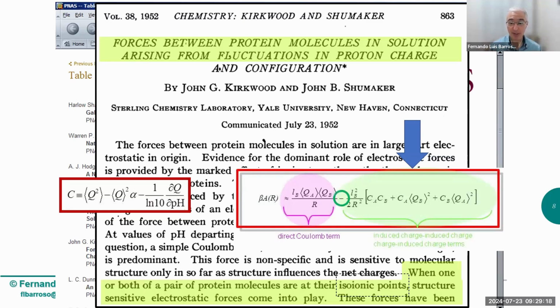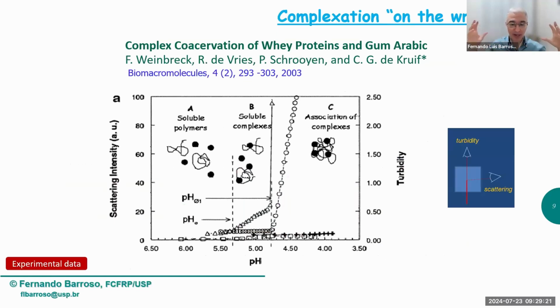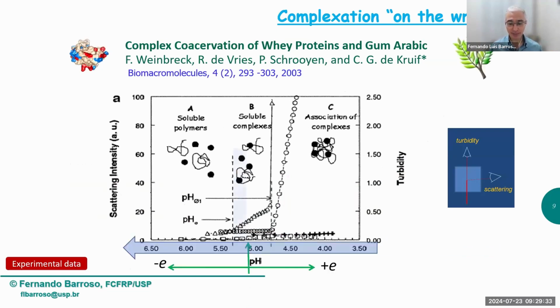In terms of experiments, let me just show one of them. There are many of them, just one classical example where we have the complex association or complex coacervation between whey proteins and gum arabic. And when they are under this condition here, very close to the isoelectric point, where the net charge of one molecule is 0 and the other one is still charged, they form a complex. But they can also form a complex a little bit far away from the isoelectric point, where they do have like charges. So this is a kind of paradox.